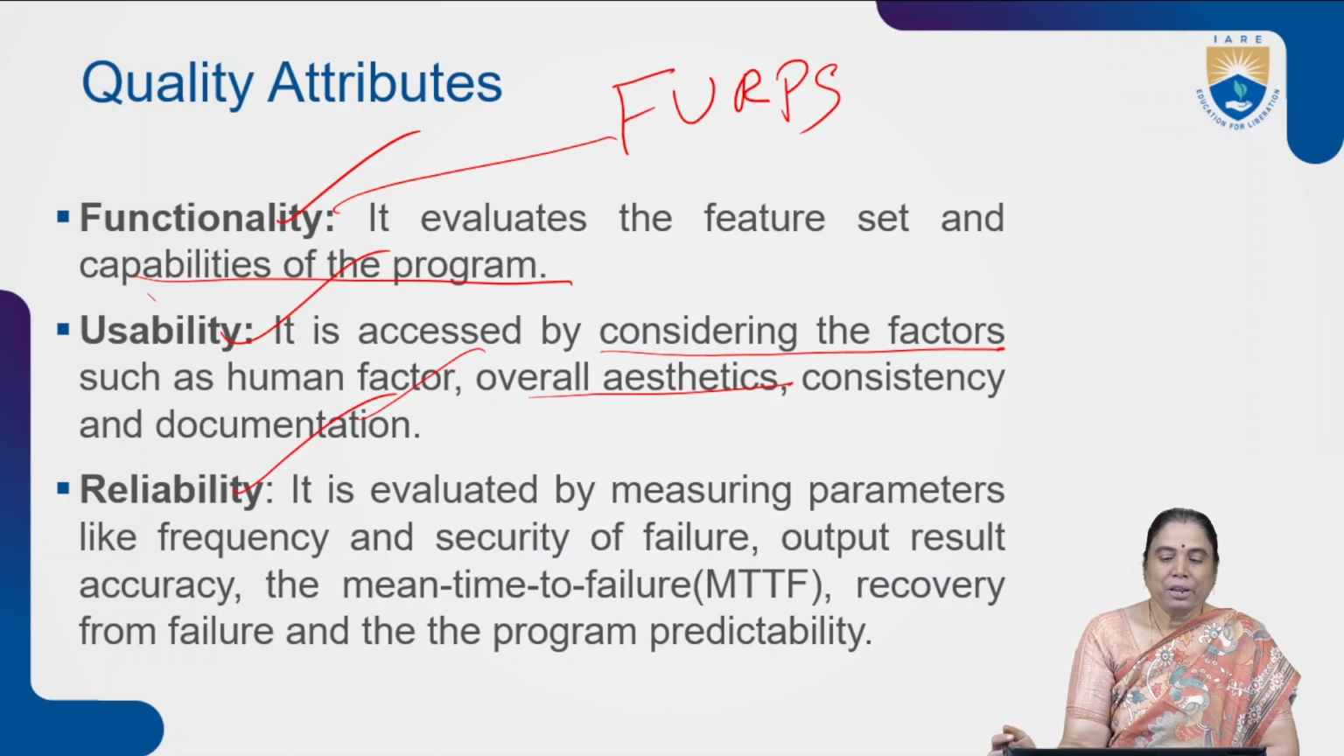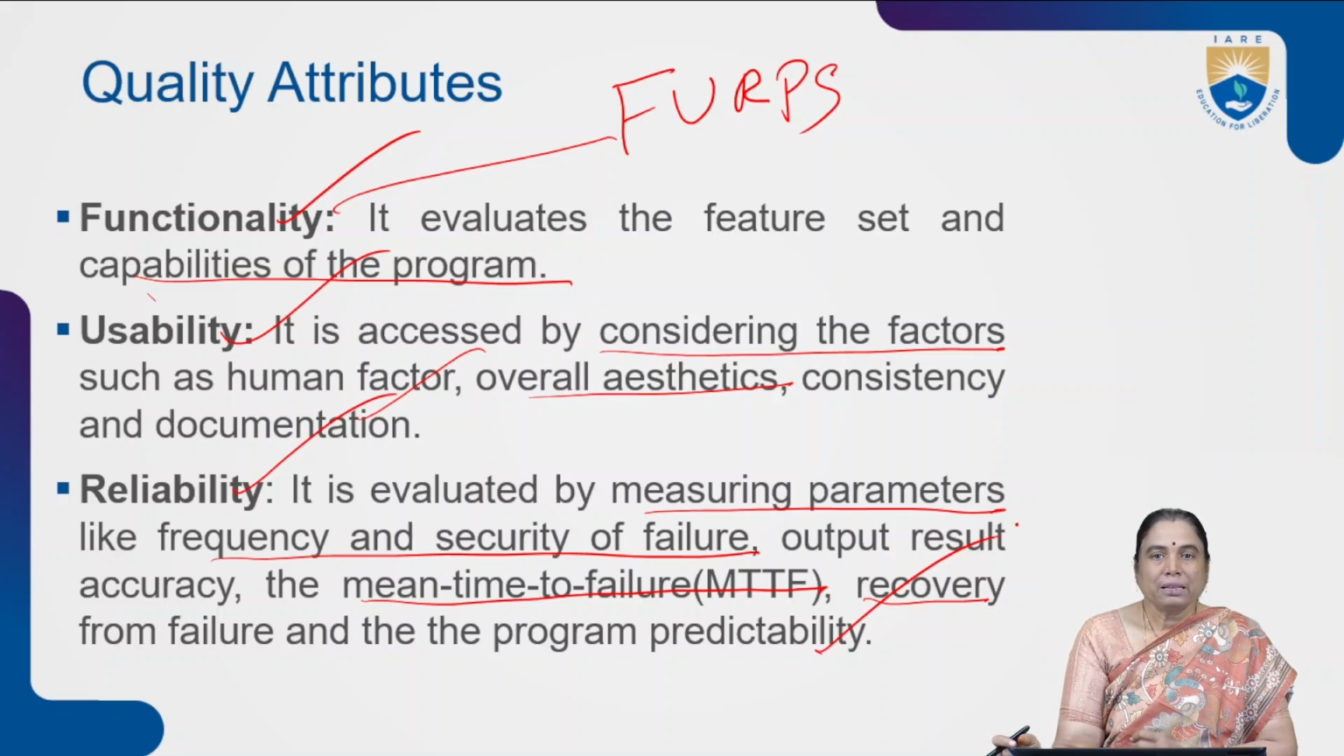Reliability is evaluated by measuring parameters like frequency and severity of failure, output results, accuracy, and mean time to failure (MTTF), mean time to recover (MTTR) from the failure of the program periodically. So this indicates how long the software can withstand failure, and it can be evaluated based on parameters like mean time to failure and mean time to recover.